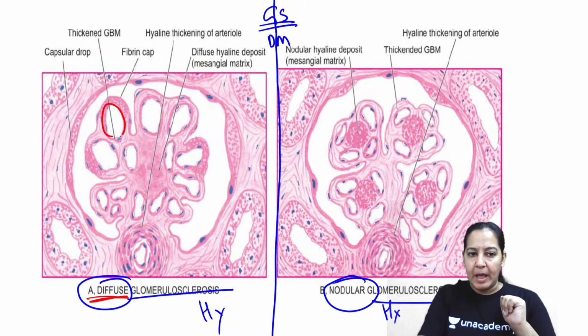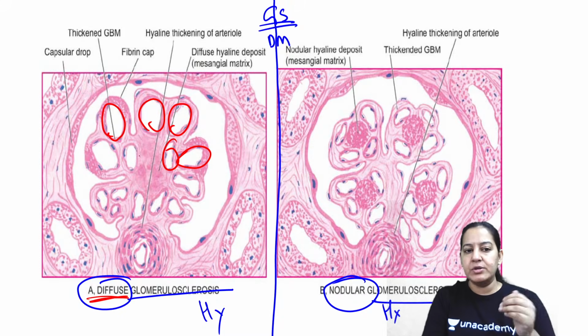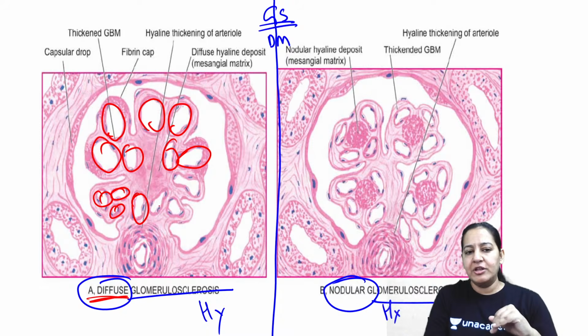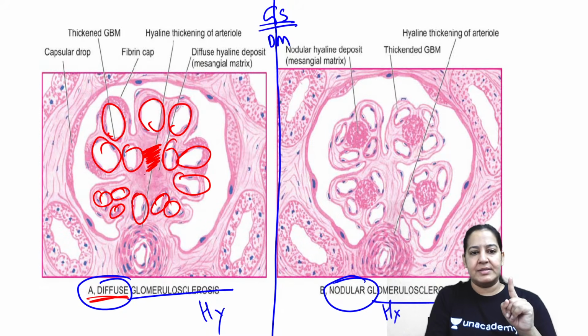Number 1, basement membrane of the capillary. So the capillary basement membrane will get thickened because of deposition of hyaline in the basement membrane of the capillary. You can see all the basement membranes are thickened here. Number 2, it is deposited in the mesangial matrix.